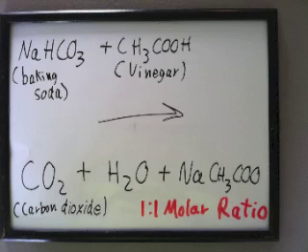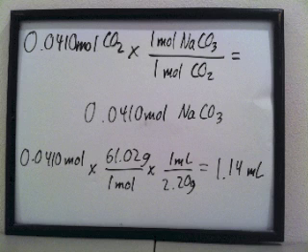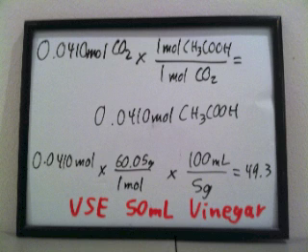This image shows the chemical reaction between baking soda and vinegar. The key from this image is the 1-to-1 molar ratio between the baking soda, vinegar, and the carbon dioxide produced. Next, we use the ideal gas law to convert the volume of carbon dioxide that we want to the moles that we want to produce. This allows us to stoichiometrically calculate how much baking soda we will need to react with our vinegar. We can do the same for the amount of vinegar that we need.